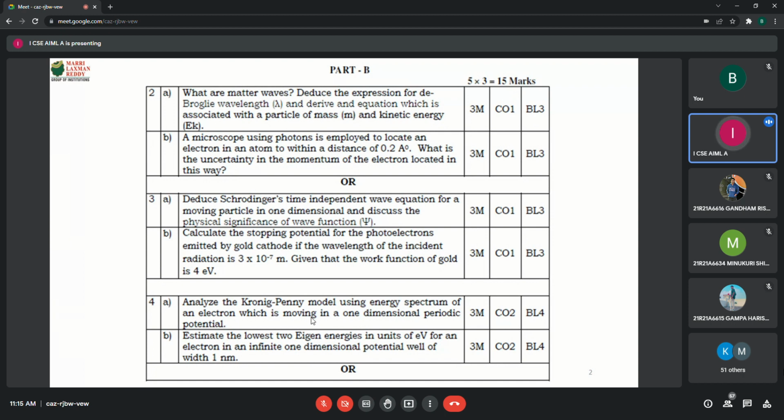One equation is there. What is that equation? Does anybody know that equation? P sin alpha a by alpha a plus cos alpha a equal to cos ka. That expression you have to write.